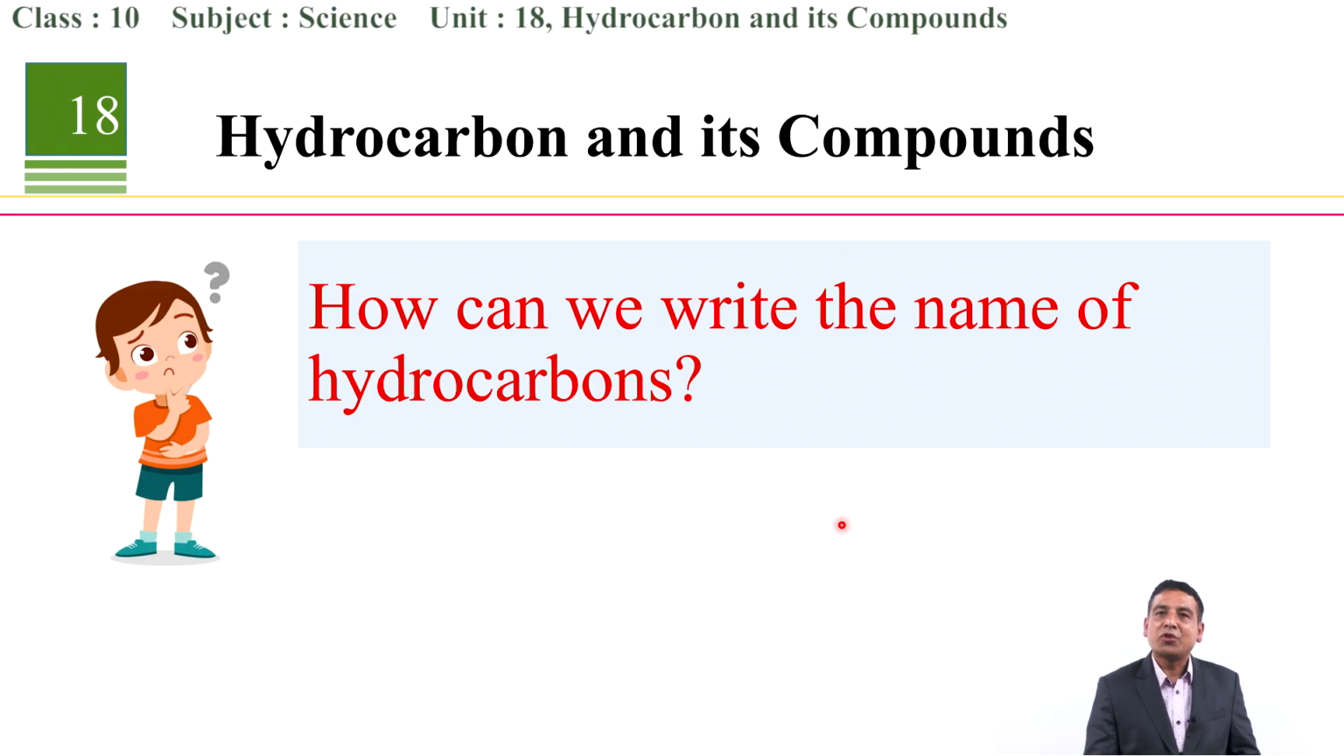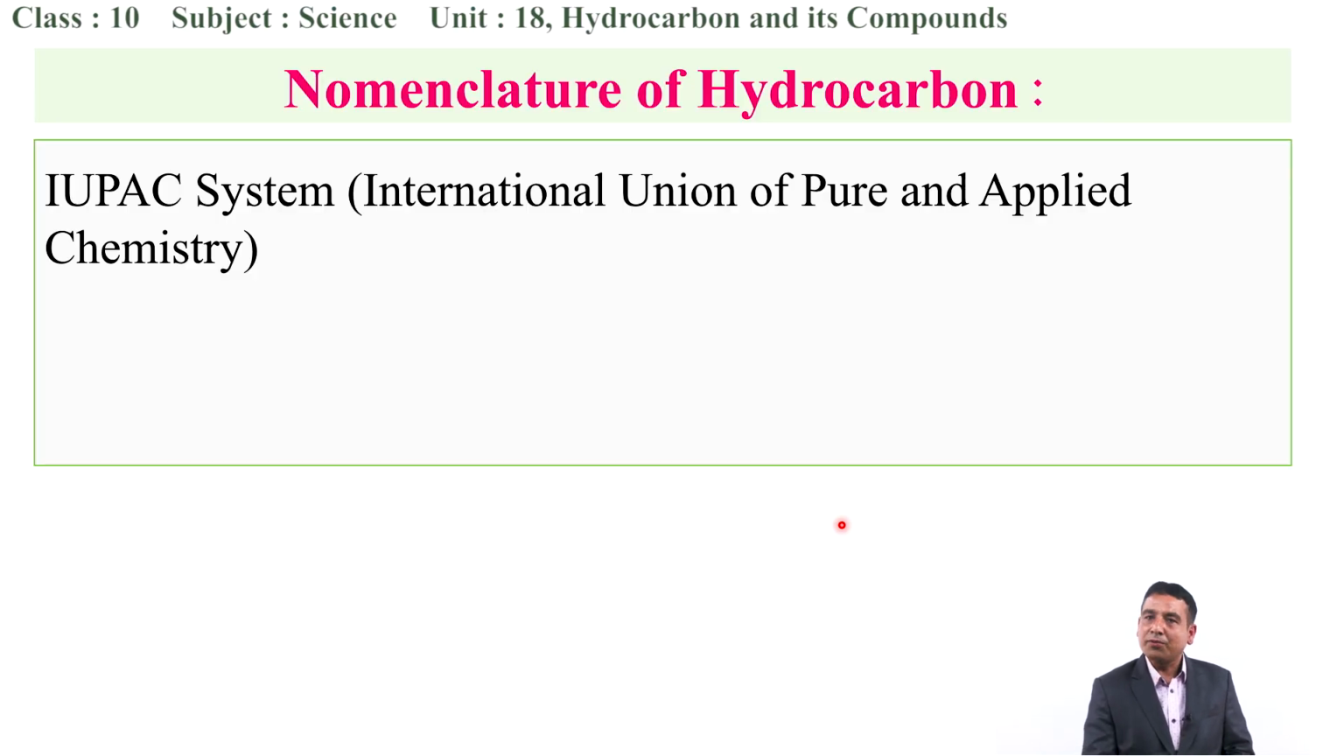IUPAC system of nomenclature. The full form of IUPAC, can you see the screen? Yeah, I refers to International, U refers to Union of Pure and Applied Chemistry. You can easily read it, and it is the way to write the IUPAC name of the hydrocarbons.